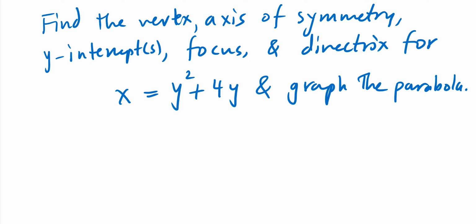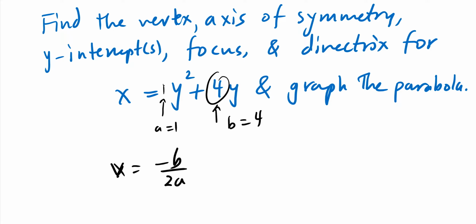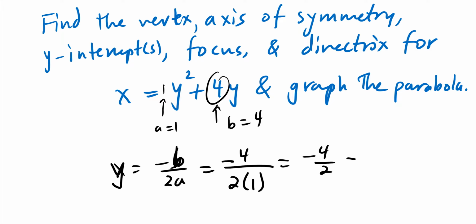So how do we do this? Well, this is A. A is 1. See, this number here is A. A is 1. And this is B. B is 4. Remember how we said x equals negative b over 2a? Here we do y equals negative b over 2a. So 2 times a, which is 1, negative 4 over 2, which is negative 2. That's the y coordinate of the vertex, and at the same time that's the equation of the axis of symmetry all the time.